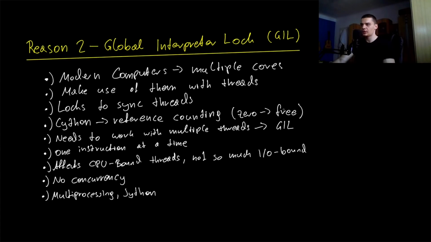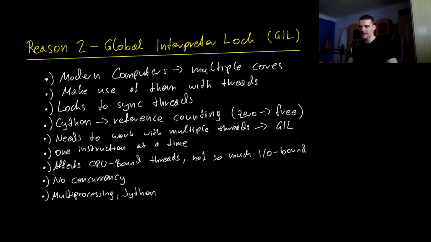Reason number 2 is the Global Interpreter Lock, or short GIL, whatever you want to call it. The basic problem here is that modern computers have multiple cores, and those cores can be utilized by using multiple threads. So we have quad-core CPUs, dual-core CPUs, maybe even more than that. If you want to make use of that, you need to do that with multiprocessing or with multiple threads. A process can spawn multiple threads. Threads share the same memory space, they have the same resources, and those threads can communicate with each other easily, and they run concurrently, at the same time, and they process tasks at the same time.